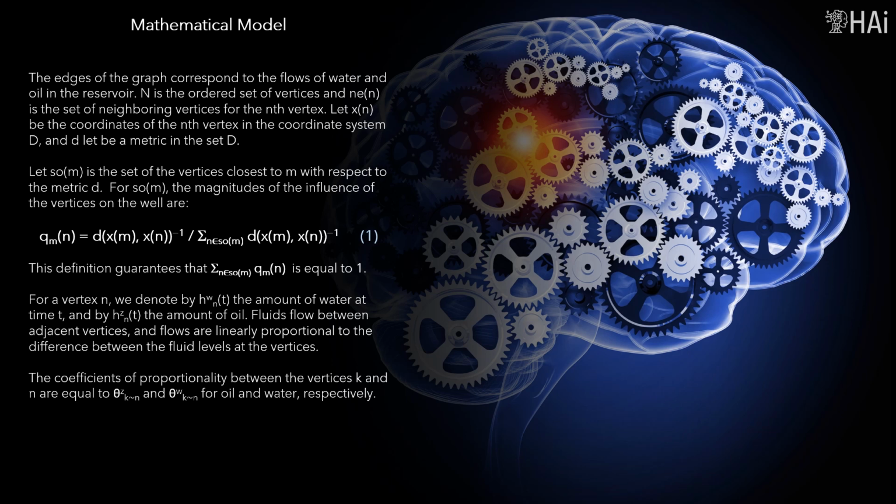This definition guarantees that summation on n of the weighting factor, QMN, is equal to 1. For a vertex n, HWNT represents the amount of water at time t, and HCNT the amount of oil. Fluids flow between adjacent vertices are linearly proportional to the difference between the fluid levels at the vertices. The coefficients of proportionality between the vertices K and N are equal to theta Z naught, and theta W naught for oil and water, respectively.